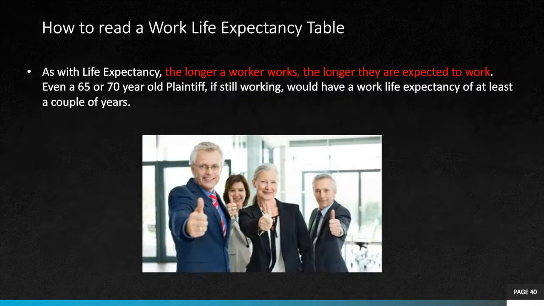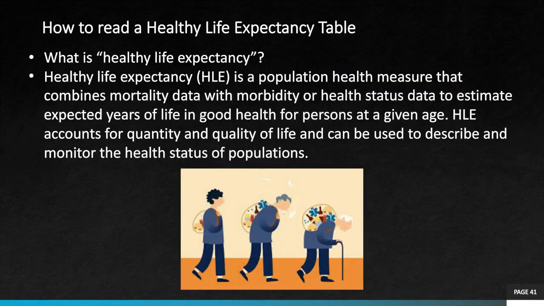All right, okay, so as with life expectancy, the longer a worker works, the longer they're expected to work. And if you've got a 65 or 70-year-old plaintiff, if they're still working, they're still going to have a work-life expectancy. Okay, healthy life expectancy is a little bit different. Healthy life expectancy takes data on life expectancy, but also looks at the healthiness of people at every age to determine how long they'd be able to carry out the normal activities of daily living. These are people who feel like they can still do everything, and sometimes for older plaintiffs who have surpassed their work-life expectancy, healthy life expectancy, if they really want to work, might be used as a measure of how much longer they can work.